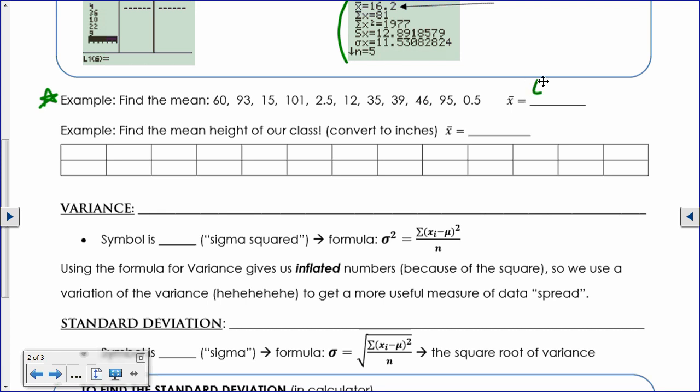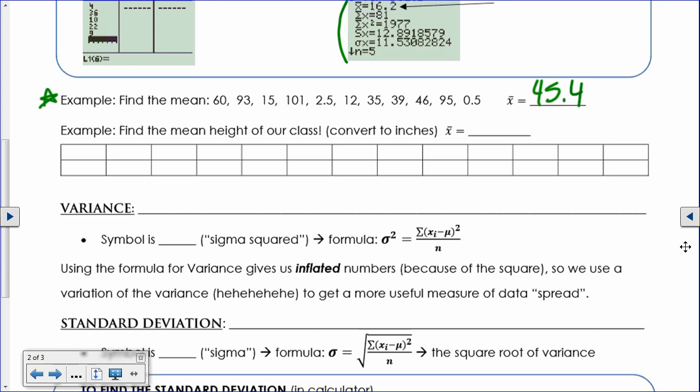45.4. Is everybody able to see that? The x bar value is 45.4. Whenever you're entering data, you need to make sure you're very, very careful that you have the numbers written correctly.